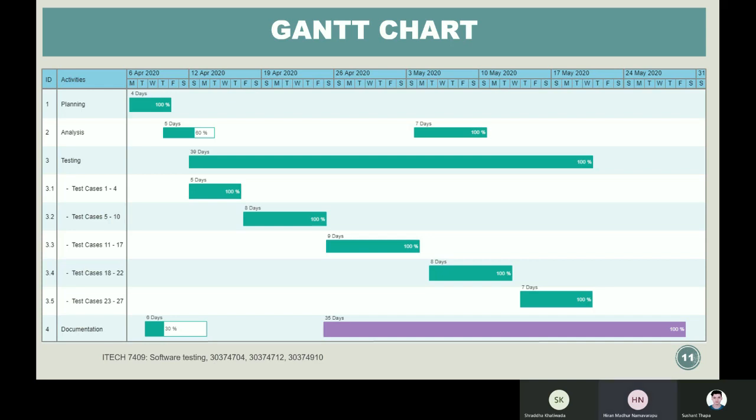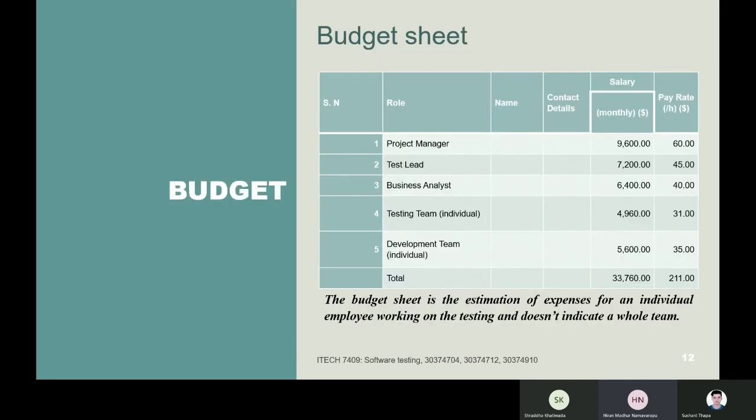Now let's move to the overall budget sheet. This is the overall budget sheet of every individual in the project. There are five different roles in the company: the project manager, test lead, business analyst, testing team, and development team. The budget sheet shows the budget estimation of an individual in the role, but the estimation can increase with an increase in the number of people in the team.